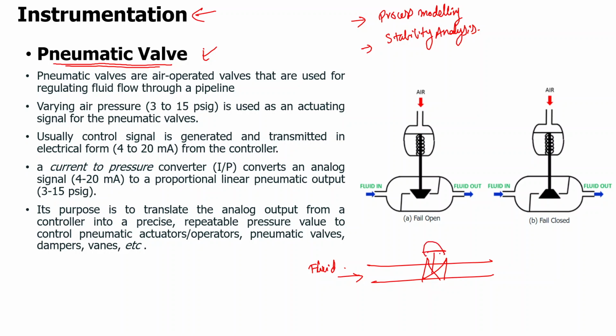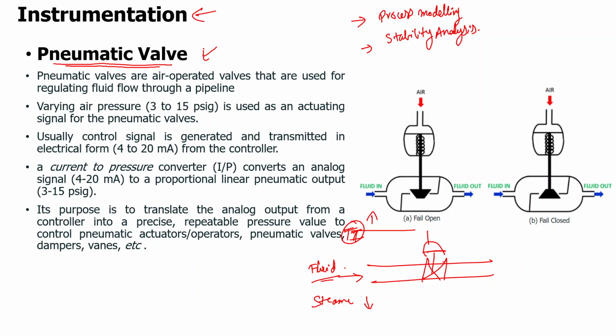And the set point to the pneumatic valve will be given by measuring some physical quantity. So let's say I have a temperature indicator over here and this fluid is steam. If the temperature rises, and I want to decrease the temperature, I should decrease the flow of the steam. That is, I should be closing this pneumatic valve. So that is the main function of a pneumatic valve.